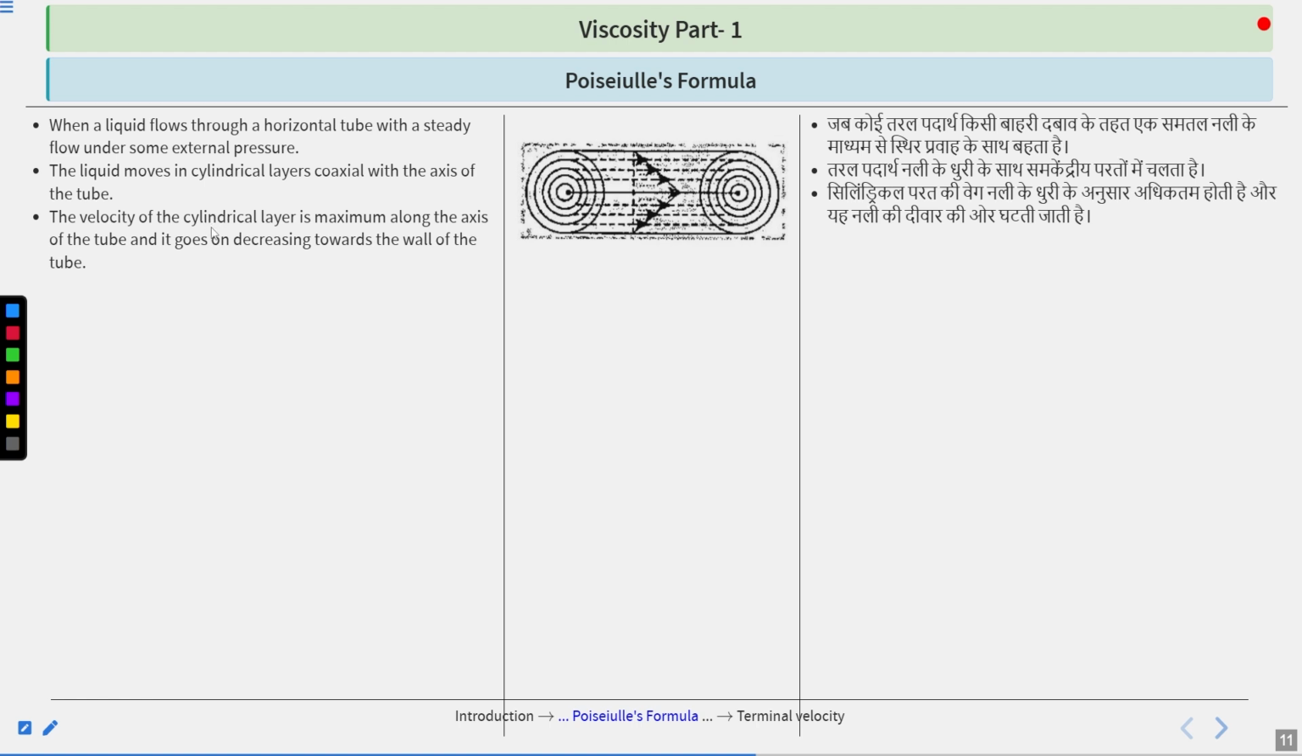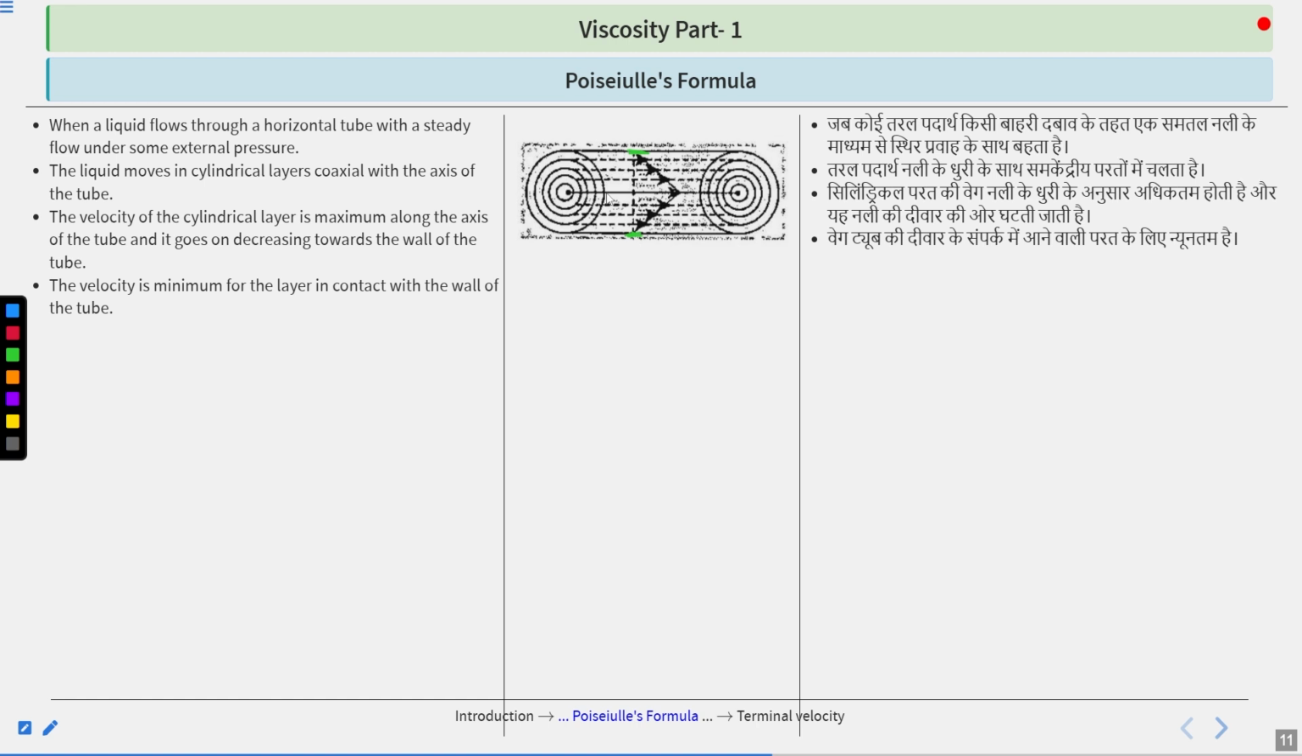The velocity of the cylindrical layer is maximum along the axis of the tube and it goes on decreasing towards the wall of the tube. So we could say this is the axis. Here the velocity will be higher. But as we move close to the walls of the tube, the velocity will keep on decreasing. The velocity is minimum for the layer in contact with the wall of the tube. And the layer which is in immediate contact with the wall of the tube will have the minimum velocity.